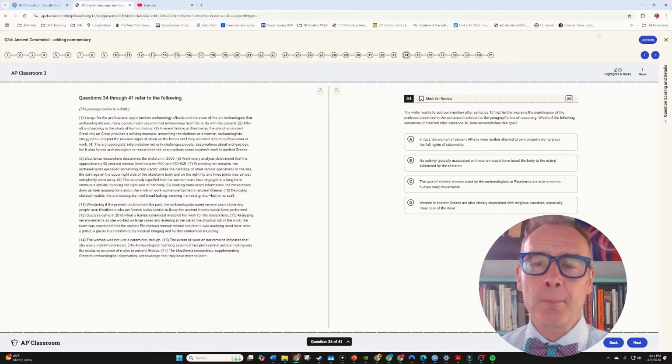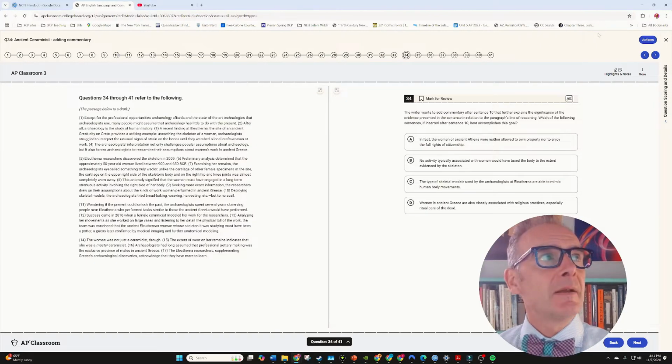All right, I'm going to read a part out loud and part in my head, and I'll comment a little bit as I go through it. It says, the passage below is a draft. It'll always say that if it's a writing question. Except for the professional opportunities archaeology affords and the state-of-the-art technologies that archaeologists use, many people might assume that archaeology has little to do with the present. Interesting hook. After all, archaeology is the study of human history.